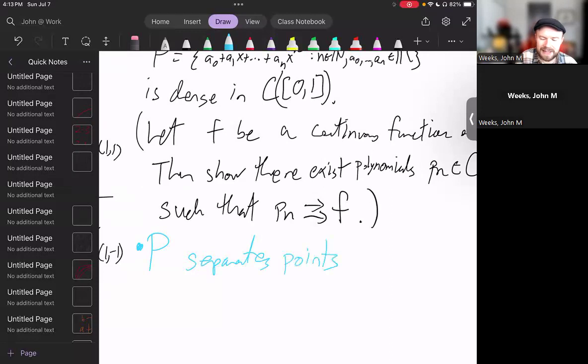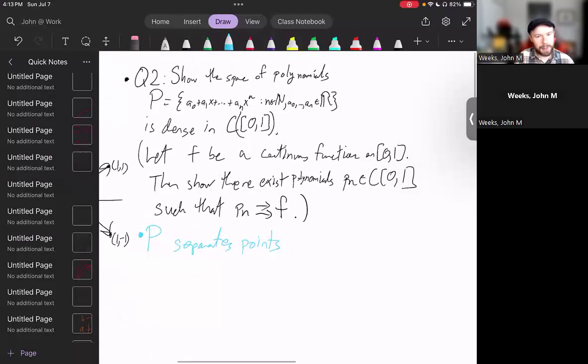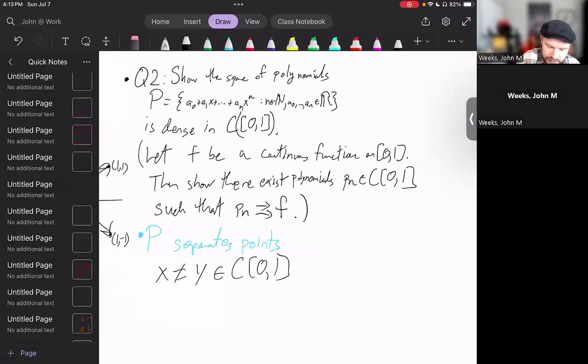So what does it mean to separate points? Separating points means that if you have x is not equal to y inside of 0 to 1, then that implies that there exists a function f inside of our set, which is today P, such that f of x is not equal to f of y.